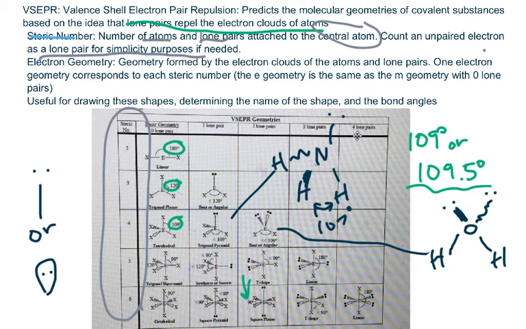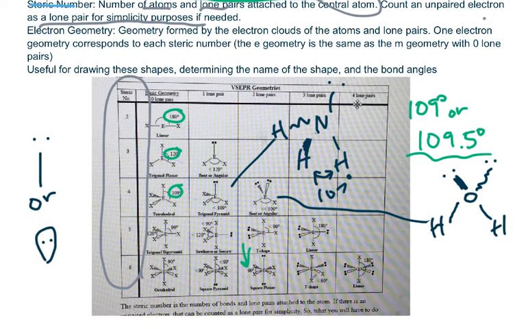For a linear molecule, the angle between the two bonds is 180, or very close to that. For trigonal planar, the angles between the bonds will be around 120. For tetrahedral, the angles between the bonds will be about 109.5. So don't look at the 109. Think of it as 109.5, because that is the ideal angle.